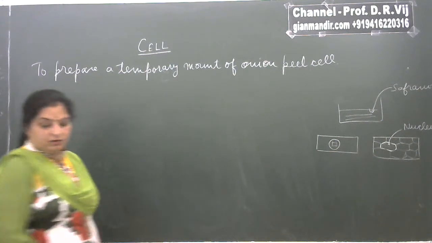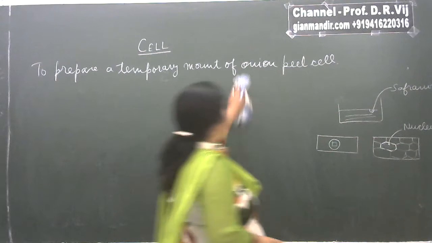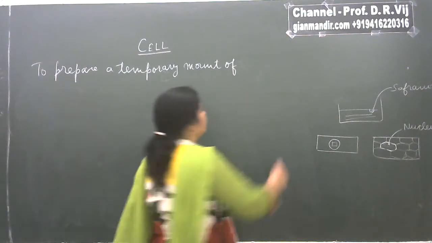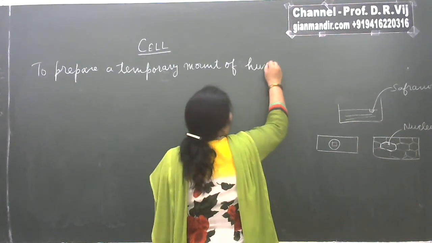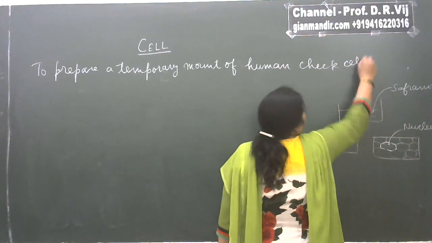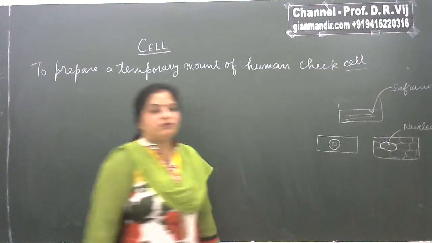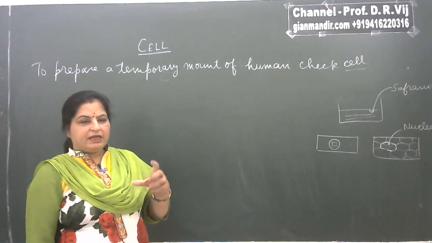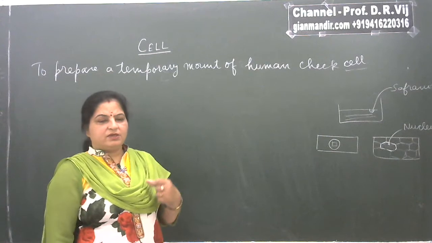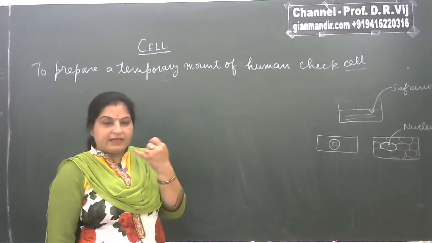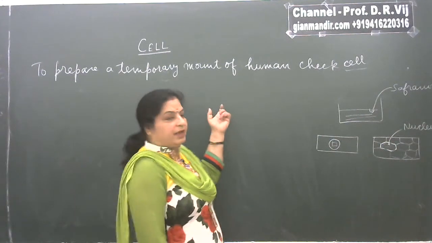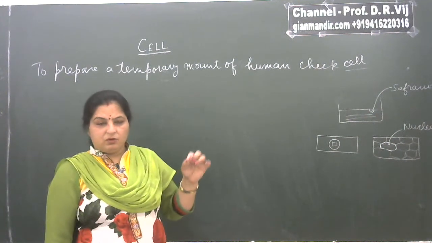At the same time, we can also prepare a temporary mount of a human cheek cell. For doing this, you have to take a clean wooden ice cream scoop, and with the help of that ice cream scoop, you scratch the inner part of your cheek, and you will observe a layer of cheek over it.